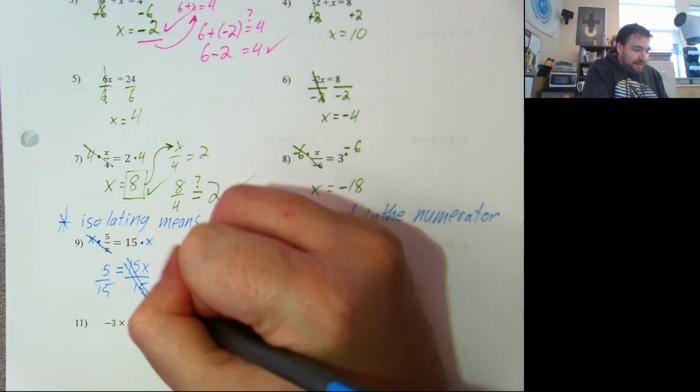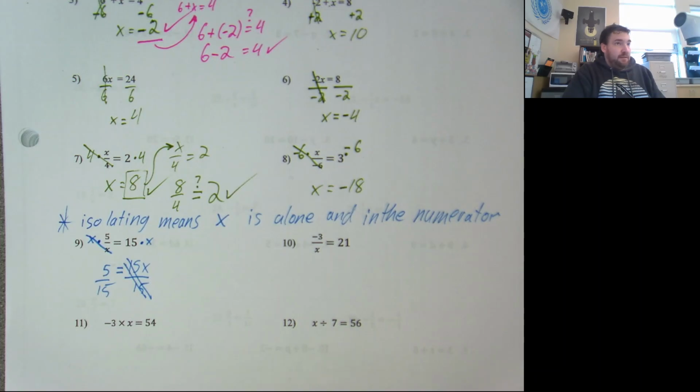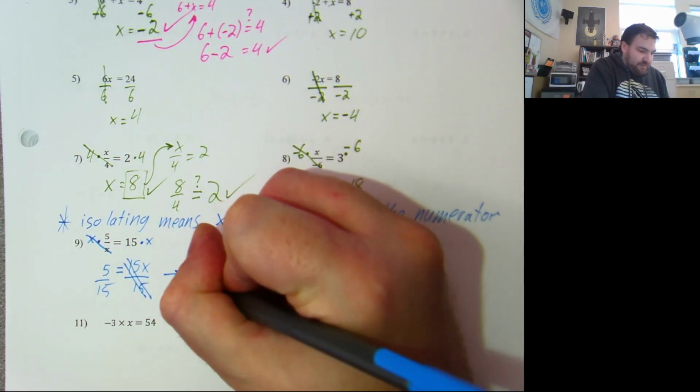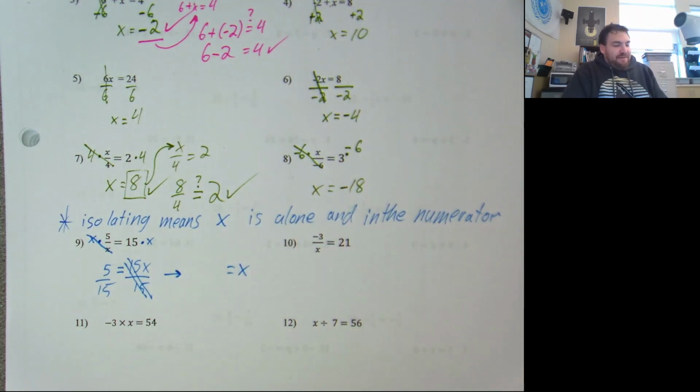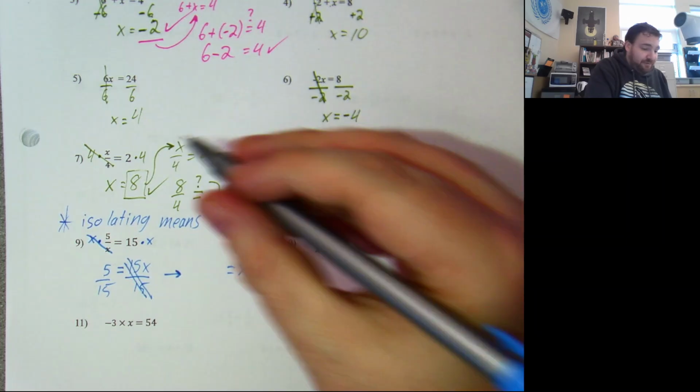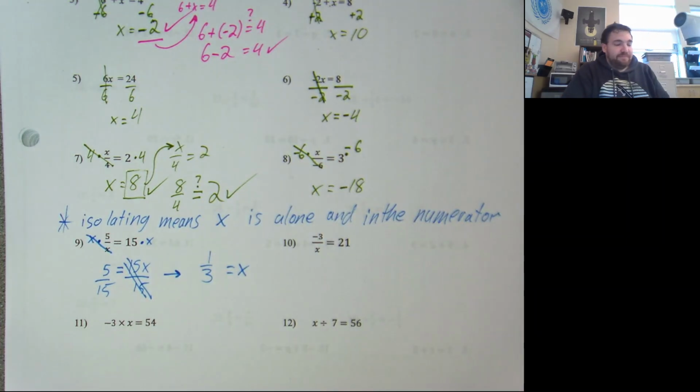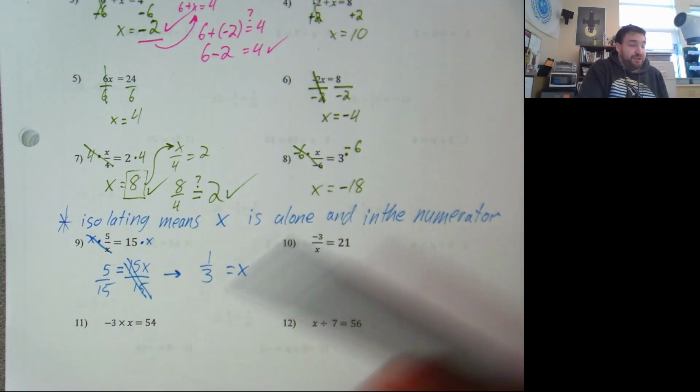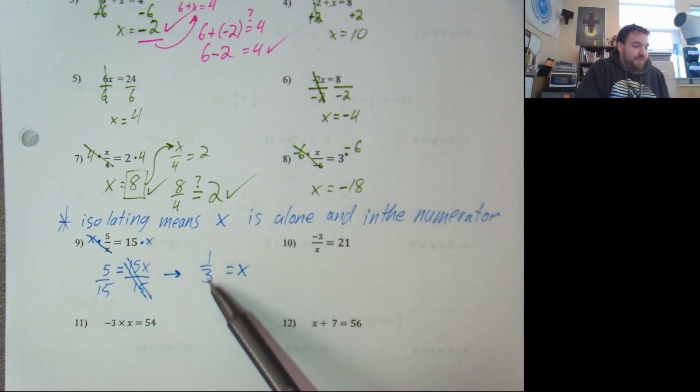So 15 divided by 15 is 1, leaving me with just x on the right-hand side. What is 5 over 15? It is 1/3. As much as possible, I want you guys to leave things as fractions. Don't bring in decimals unless you absolutely have to. And you don't absolutely have to. 1/3 is 1/3. It is totally easy division. 5 over 15 is a fraction that you can reduce. Divide top and bottom by 5 gives us 1/3. Fantastic.